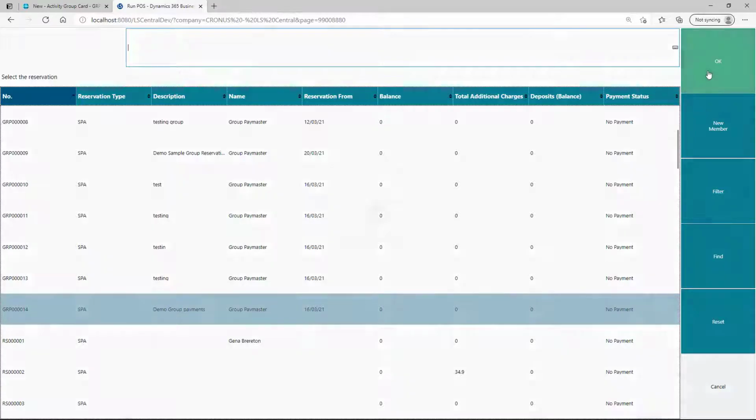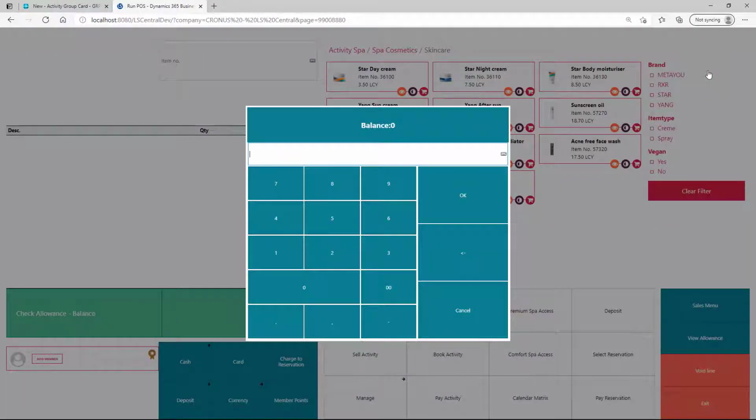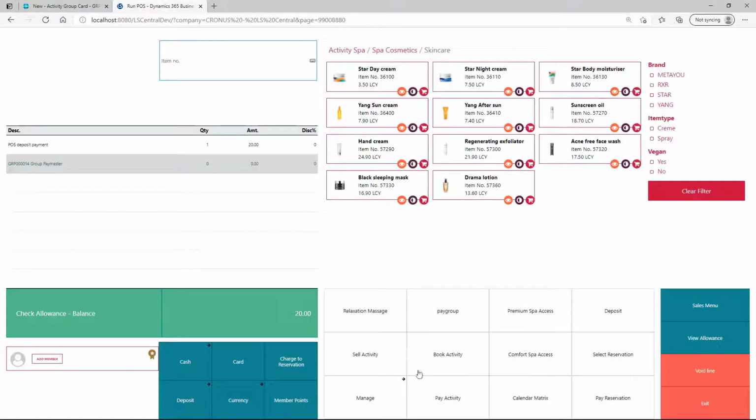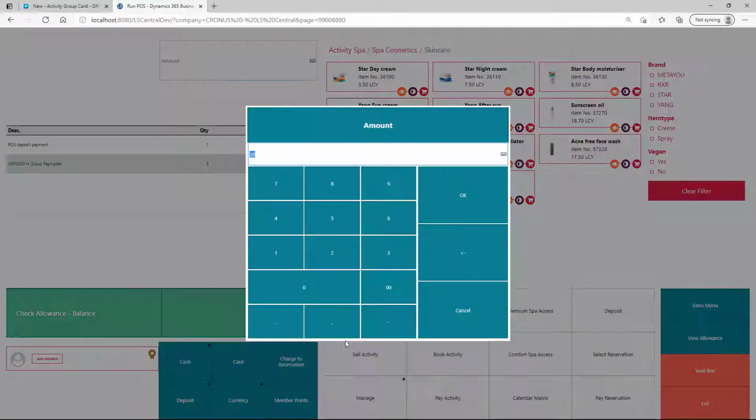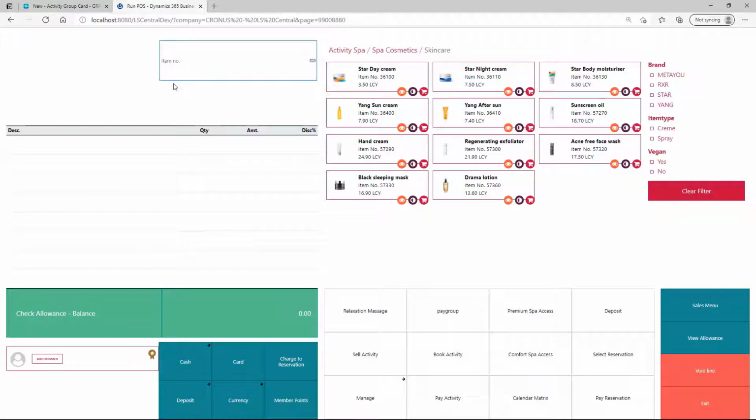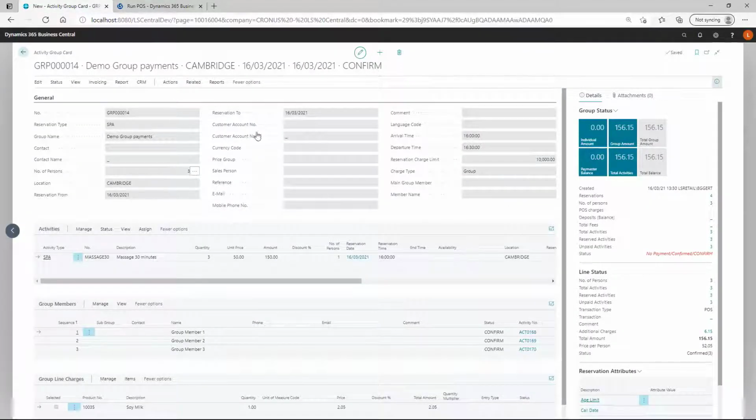So I'm going to put a deposit of 20 towards this reservation. So cash it out. So we take another look at the reservation. We have now a deposit here of 20 and there's still a balance of 136.